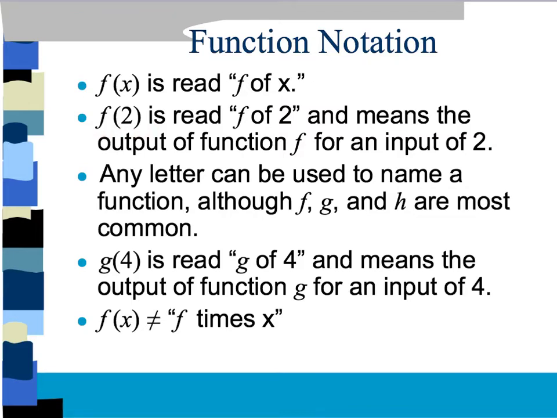So f parentheses 2 is read f of 2, and it means an output of the function f for an input of 2. Any letter can be used, although F, G, and H are the most common. F because of the word function, G and H because of their proximity to the letter F in the alphabet. G parentheses 4 is read G of 4, and it means, again, the output of the function, this time function G, for an input of 4. It's really important you remember f parentheses x is not f times x. F is not a variable, okay? It's an abbreviation for function.